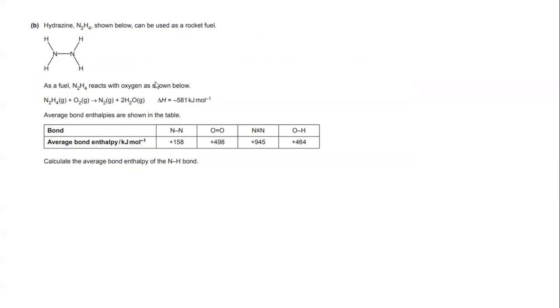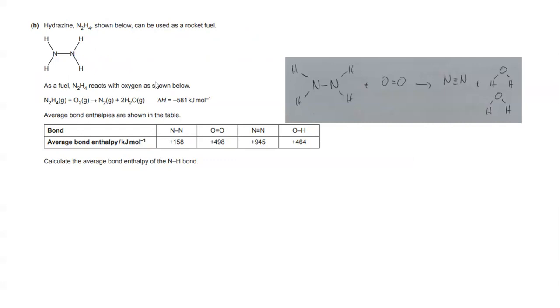Next one, hydrazine, I don't know how to say it, N2H4, shown below, can be used as a rocket fuel. It would react with oxygen. For this reaction, we have the enthalpy change of reaction, very exothermic, minus 581 kilojoules per mole. Calculate the average bond enthalpy of the NH bond. So remember, when you do that, you're going to have to draw all the bonds. A lot of you made a mistake because in N2 we have a triple bond N≡N. So you're going to have to use this value.